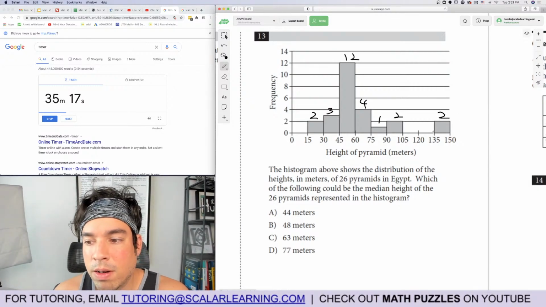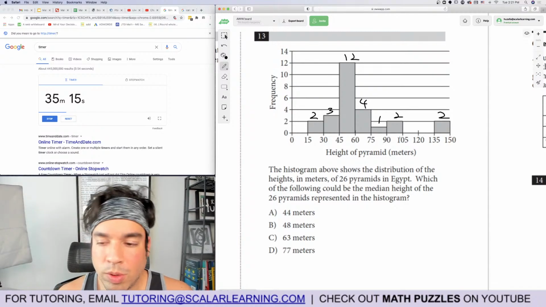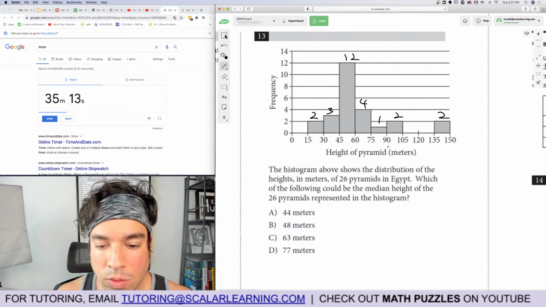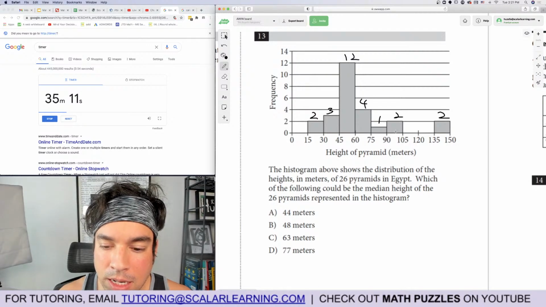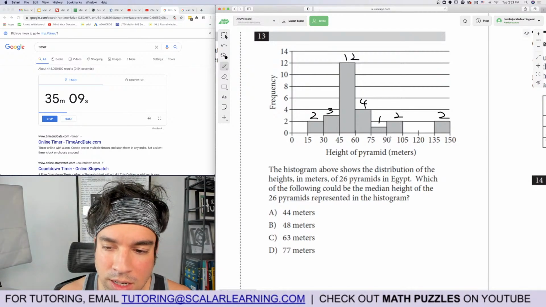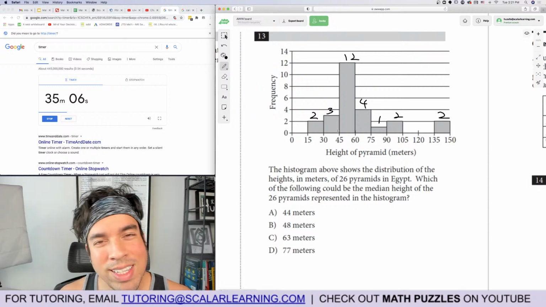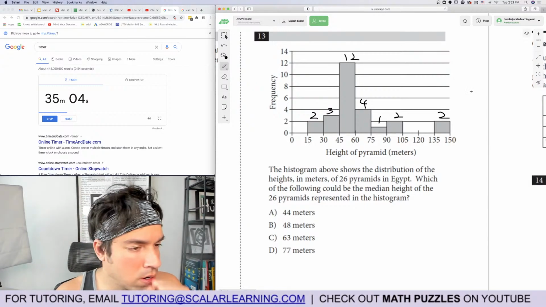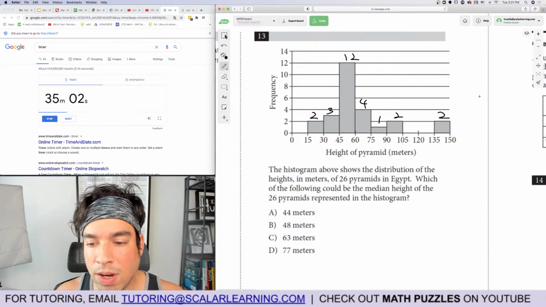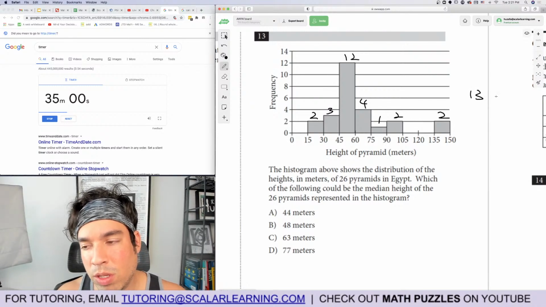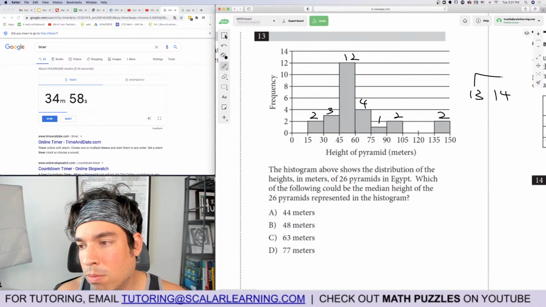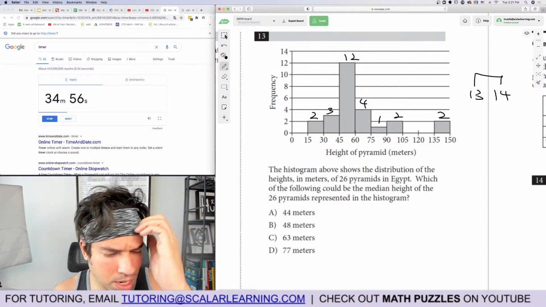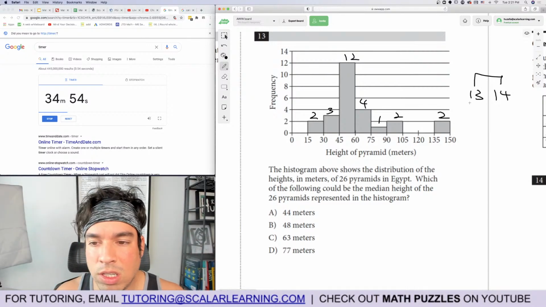And that's frequency, right? So there's 2 in between 90 and 105, etc. Which of the following could be the median height of the 26 pyramids represented in the histogram? So we got 26. Median is going to occur whenever it's even, right? We divide by 2, and then it's between the 13th and the 14th value. Median is going to be the exact middle, so there's not going to be an exact middle. We have to take the average of the 13th and 14th terms.